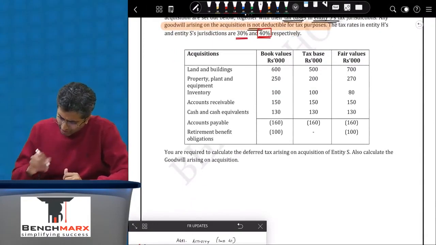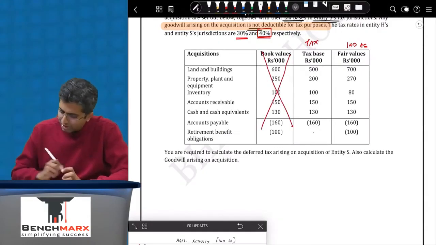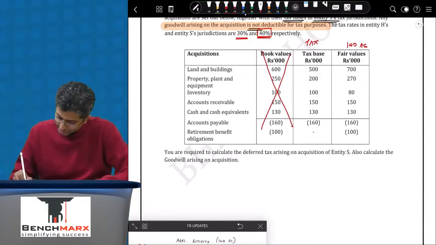So you have been given book values, tax base and fair values. Fair values will be the values as per Ind AS in the consolidated accounts. Tax base is the values as per income tax, and hence since a separate tax base is given, the book value is irrelevant. If it was not given, we would have assumed that the book values are the tax bases.